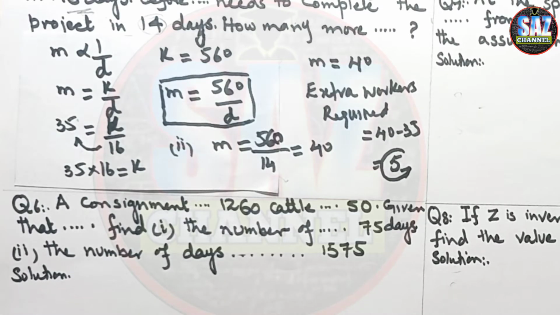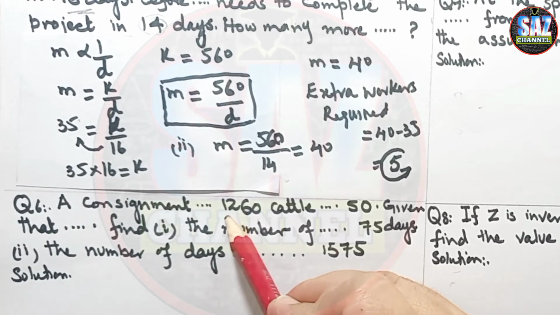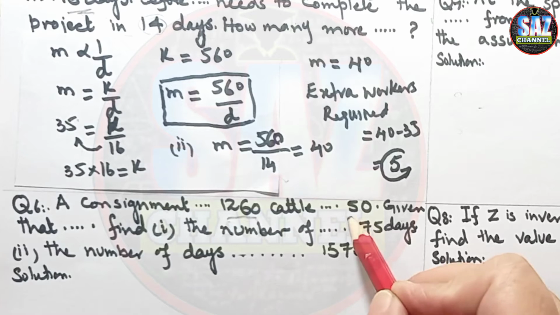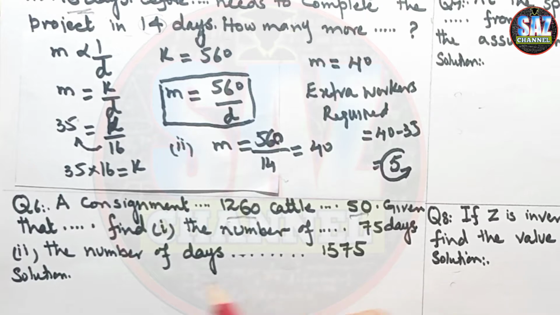The next question says, let me read the question first. A consignment of fodder can feed 1260 cattle for 50 days. Given that all cattle consume the fodder at the same rate, find, first, the number of cattle an equal consignment of the fodder can feed for 75 days, and second, the number of days an equal consignment of fodder can last if it's used to feed 1575 cattle. Let's move to the solution of the question.